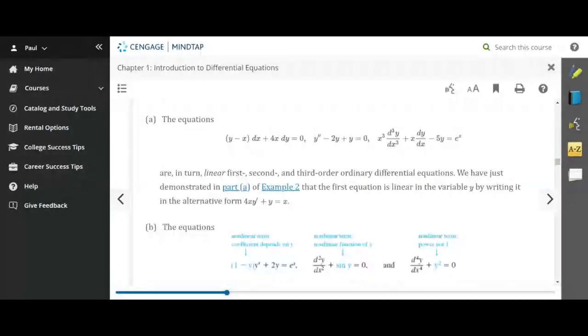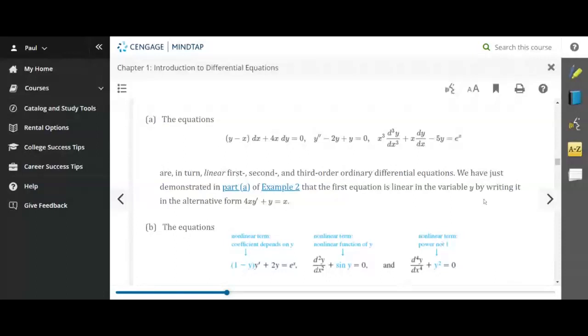For this, hold on, let me just go up a little bit. This example 4, part B, that first differential equation, in front of the y prime, which is dy dx, there's a function of 1 minus y. That coefficient depends on y, that coefficient function. It needs to be a function of x.